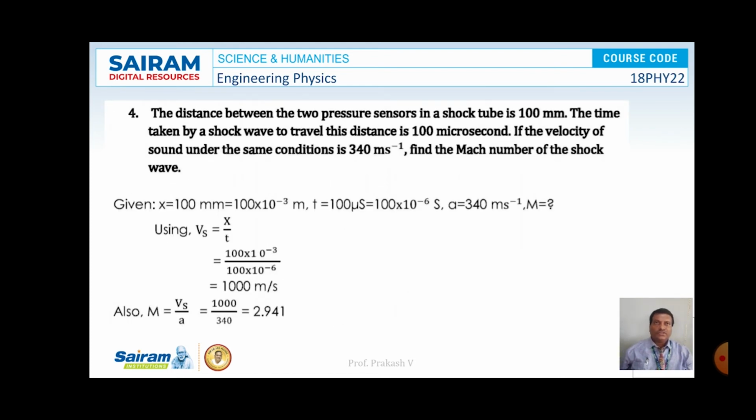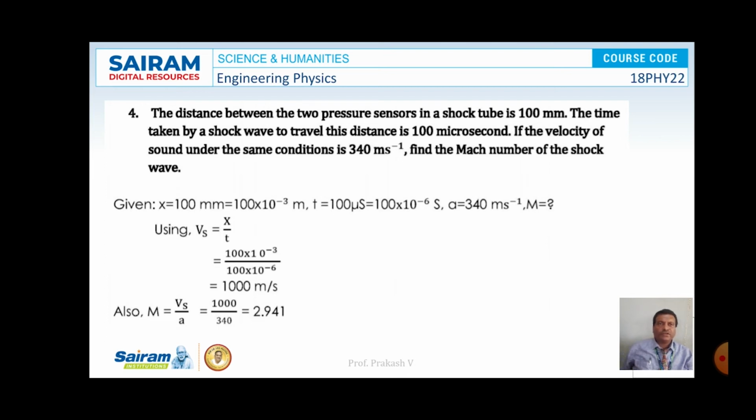Next, the distance between two pressure sensors in a shock tube is 100 millimeter. The time taken by a shock wave to travel this distance is 100 microseconds. If the velocity of the sound in the same media is 340 meter per second, find the Mach number of the shock wave. So these were all the problems similar to the previous problems.